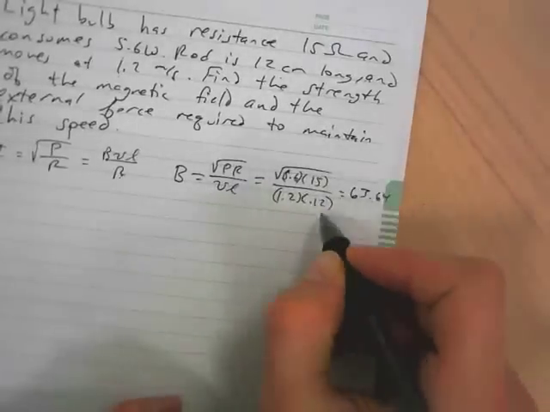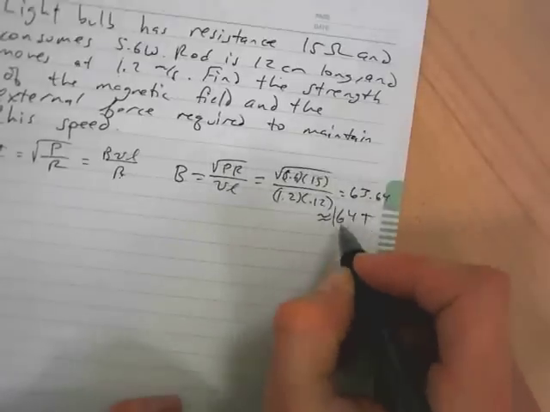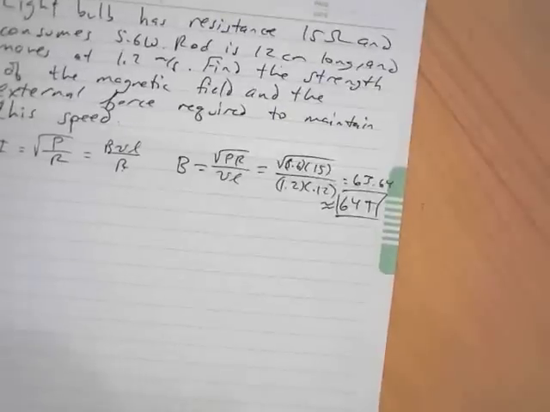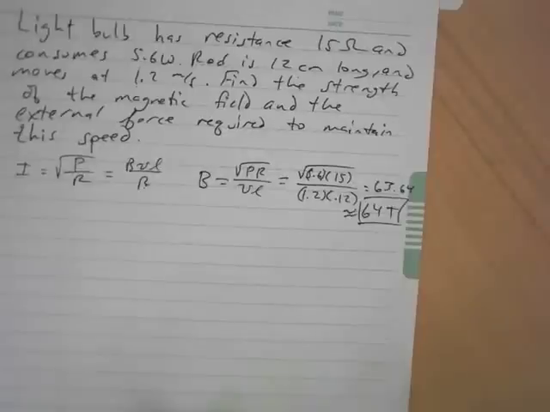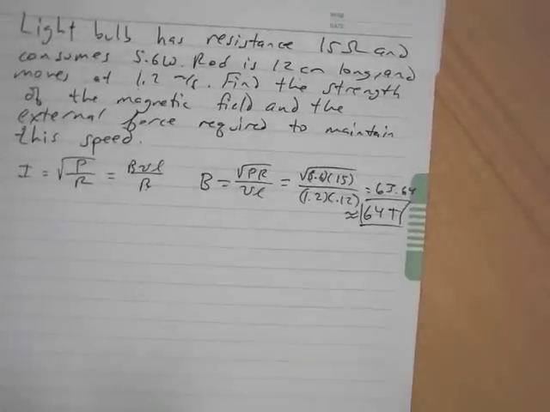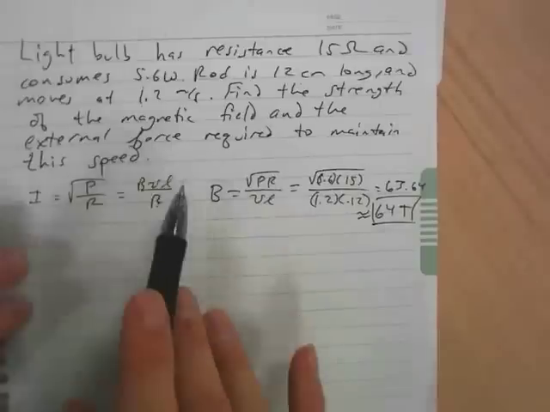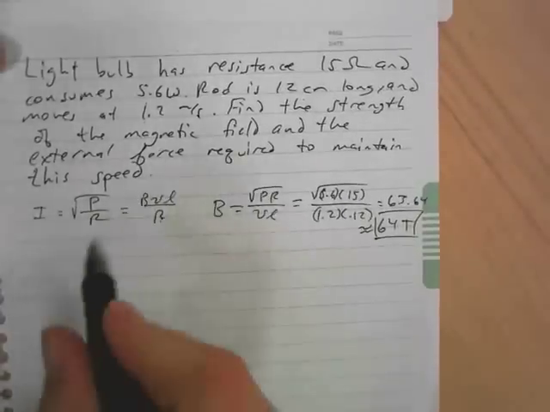Holy snap, I should have picked different numbers because 64 Tesla is a gigantic B field. But, well, we'll just deal with it for the moment. That's a bigger magnetic field than is realistic. The large B fields they use to levitate frogs are like 14 Tesla. Anyway, and then once we have that B field, we can find the force quite simply by plugging it in.